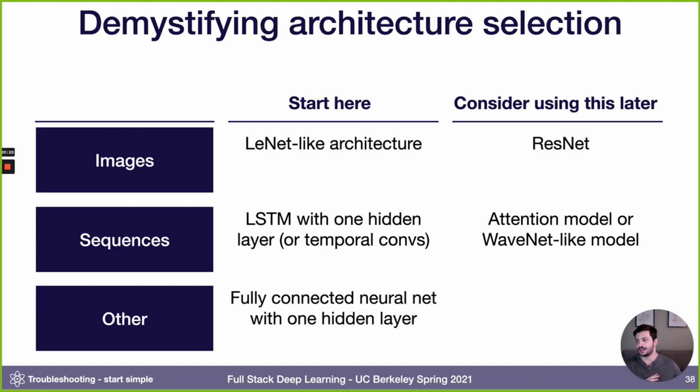And then if your data is anything else, for version 0, I would recommend starting with just a simple, fully connected neural net with a single hidden layer. And then as you get more mature, that's when you need to pick something problem dependent, depending on exactly what you're working on.